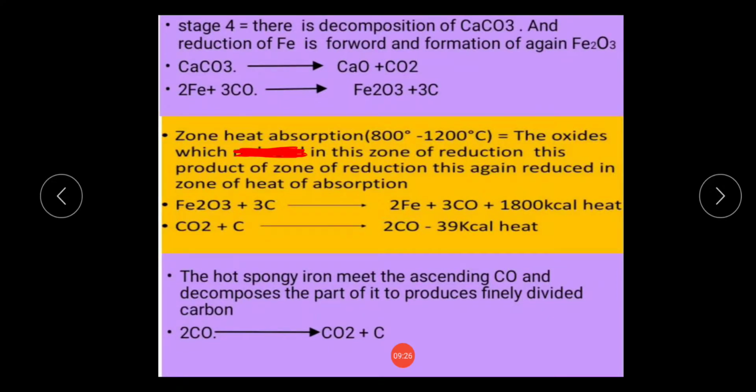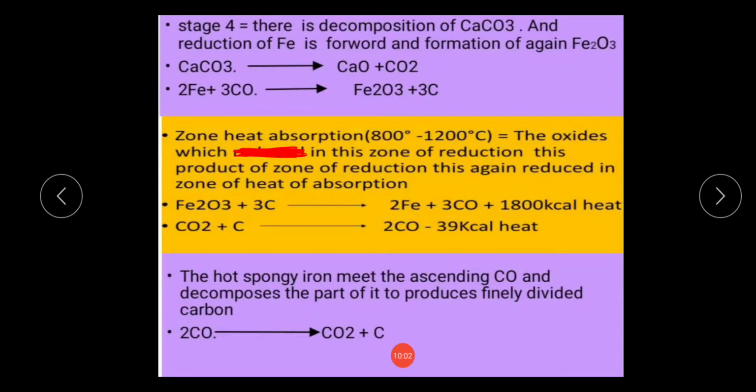Now we discuss the stage 4. The stage 4 is discussed in the previous slide. Now we discuss the stage 4 again. In the stage 4 there is a decomposition of calcium carbonate to form calcium oxide and carbon dioxide.